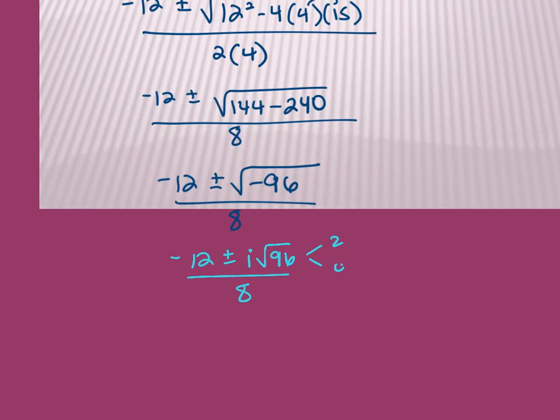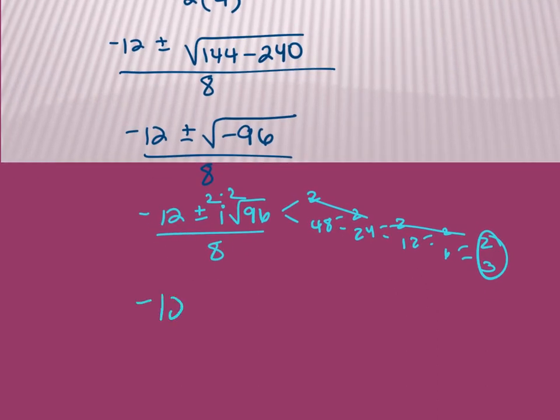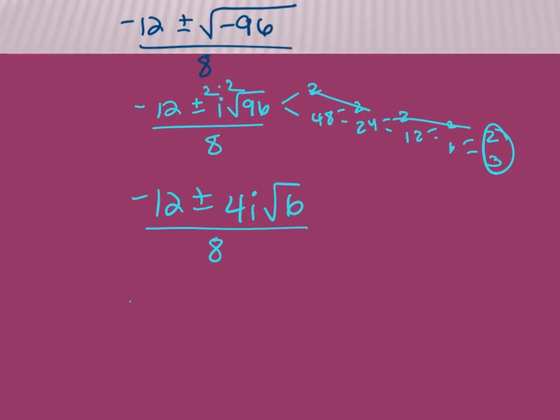96 is 2 and 48, 2 and 24, 2 and 12, 2 and 6, 2 and 3. So now you have to pair up the factors of all the primes. This is one 2 that's going to go to the outside. This is another 2 that's going to go to the outside. And then the 2 times 3 stays underneath. And I get negative 12 plus and minus 4i root 6 all over 8. Split it and bump the i to the end.